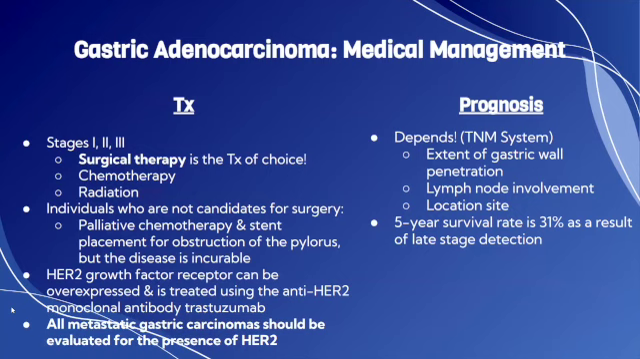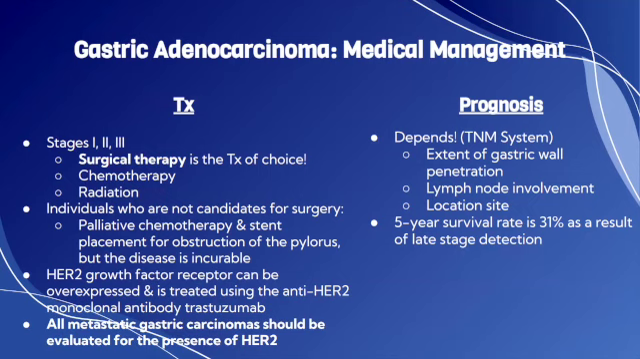Continuing on with medical management for treatment, the stages of 1, 2, and 3, most likely surgical therapy is the treatment of choice, but other options include chemotherapy and radiation. Individuals who are not candidates for surgery may go through palliative chemotherapy and stent placement for obstruction of the pylorus, but the disease is incurable.